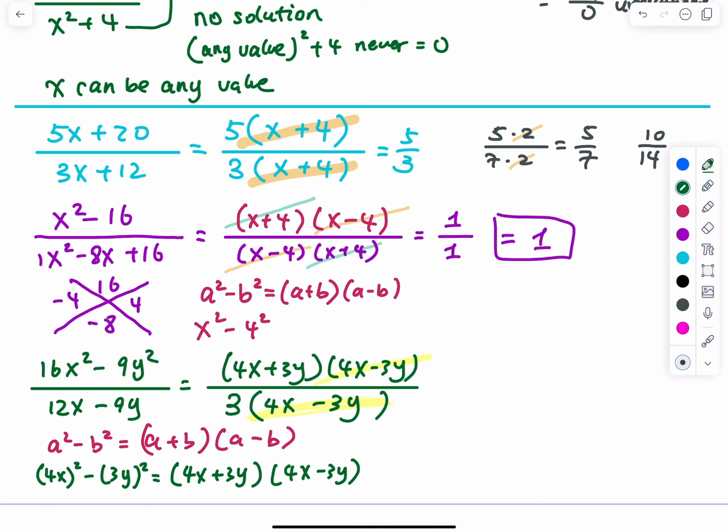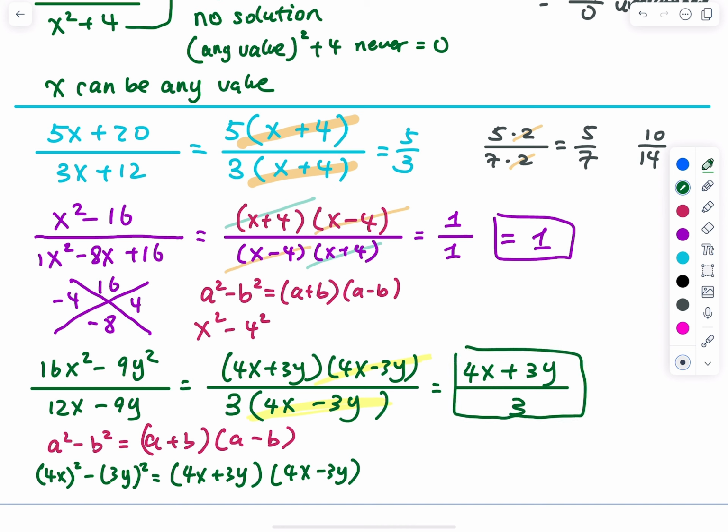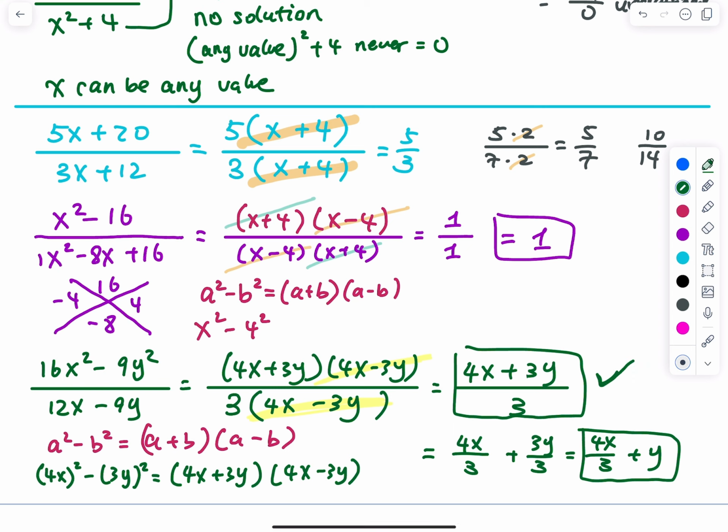And then what do you have left? You have the top, 4x plus 3y, and then divided by 3. Okay, this is one of the ways to write it. You can write 4x over 3 plus 3y over 3, and that is equal to 4x over 3 plus y. That is another way to write it, but I am good with this. Oh, when you are doing homework online, you can try. Maybe sometimes the system doesn't accept the first one. You never know.